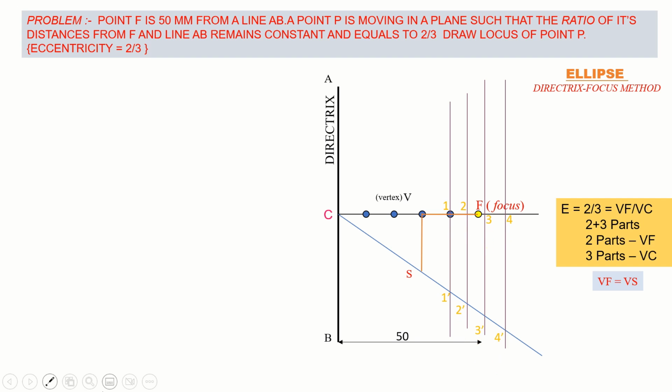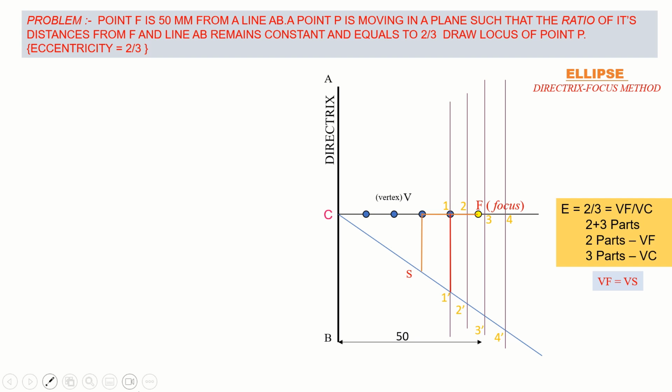Okay, so name 1 1 dash for the first line, 2 2 dash, so the dash should be intersecting at the inclined line CS. Okay, 3 3 dash like this.